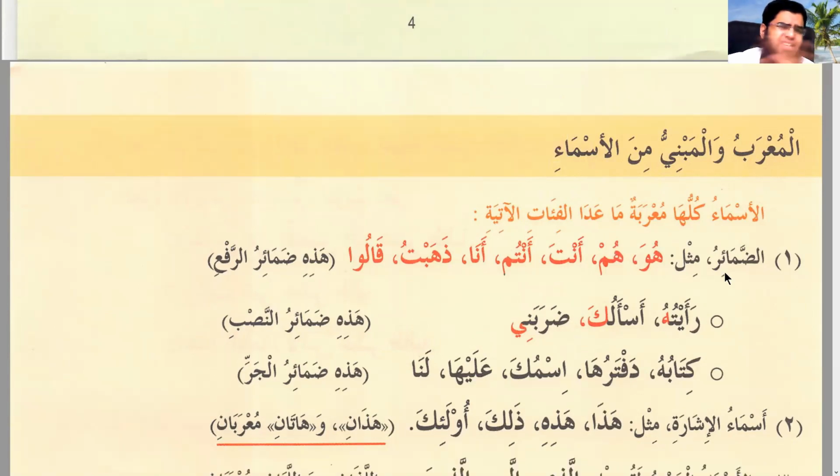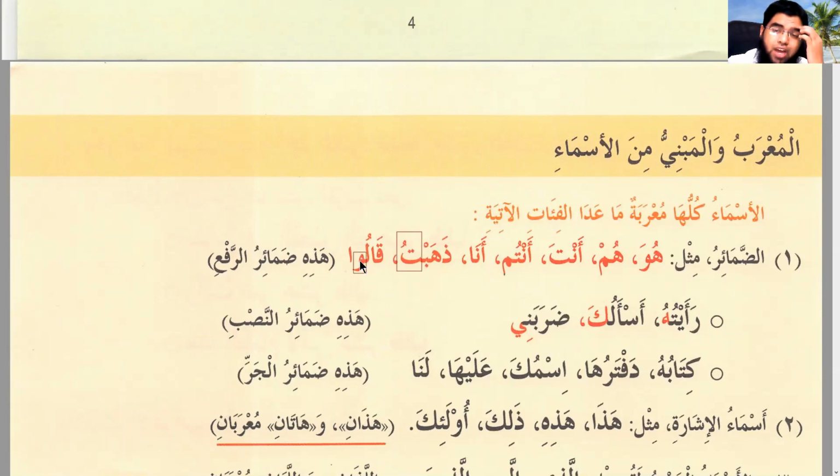Ad-damair. All the damairs, be it attached, detached, or attaching to a verb, are damair. Remember, it's fa'ala, fa'alu, fa'alat, fa'alata, fa'alna, ta, tuma, tumti, tunna, tuna. All of these are mabni. Huwa, hum, right? Huwa damirun munfasilun fi mahalli raf. Hum damirun munfasil, again anta, antum, ana. Zahabtu, tu damirun muttasilun fi mahalli raf fa'il. Tu is the fa'il. Qalu damirun muttasil fi mahalli raf fa'il.